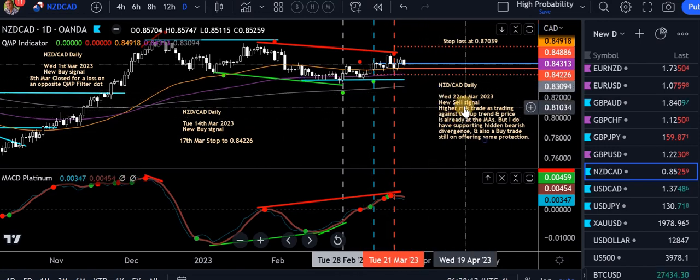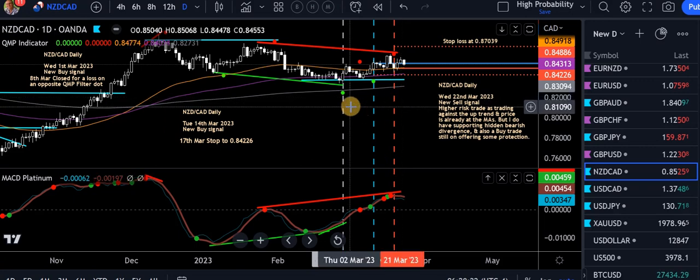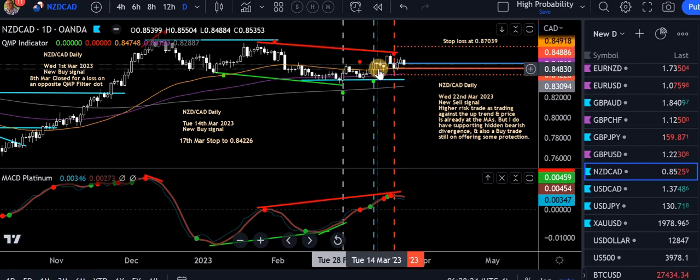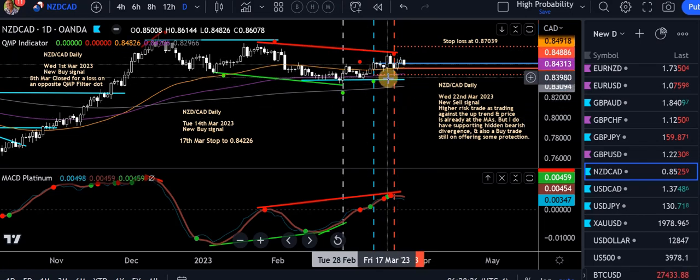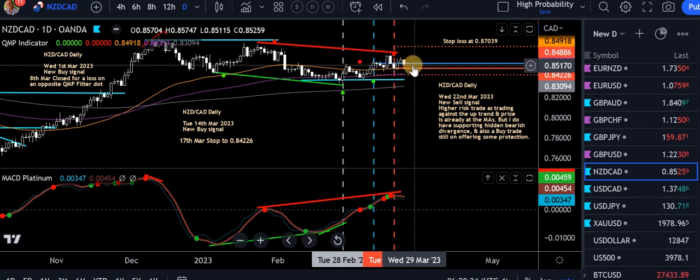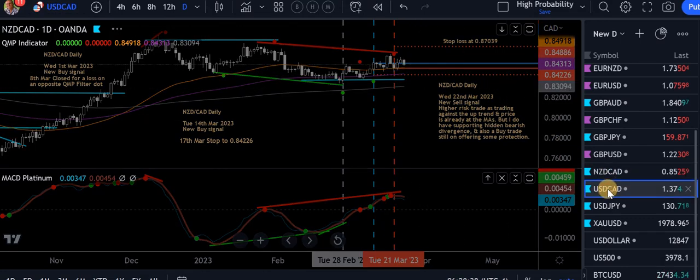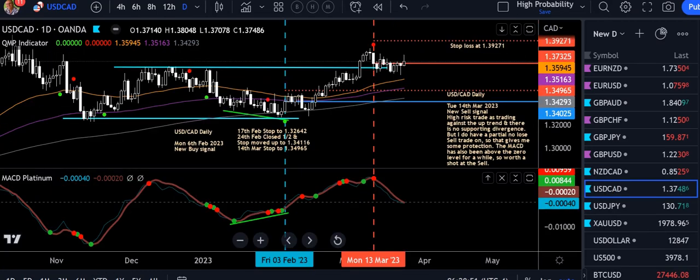And in the meantime, on the 22nd of March here, took a sell, and it's going nowhere fast. So we're just in no man's land on the New Zealand CAD at the moment. It's a pair I don't mind trading, but it's a slow mover at times, and this just proves my point. It grinds away. So we're in a sell that's in a slightly losing position, and we're in a buy that's in a slightly losing position, so literally in no man's land. That's New Zealand CAD. USD CAD.